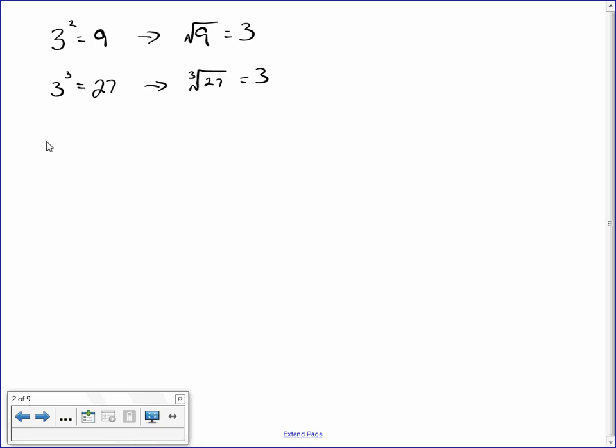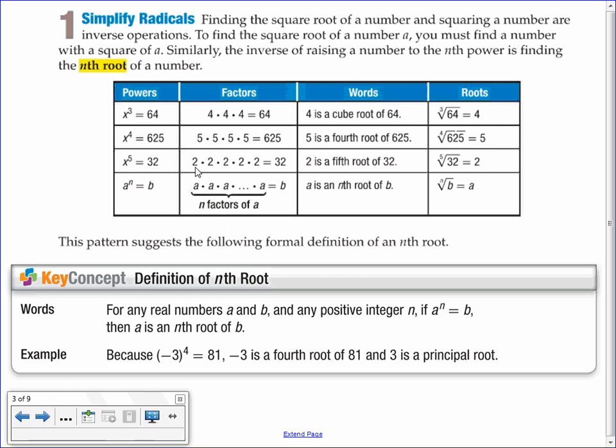Suppose that I have, let's say, 2 to the fourth power. That's 2, 4, 8, 16. Let's suppose I want to go back and figure this out. The fourth root of 16 is 2, because 2 to the fourth power is 16. And that's really what we're talking about when we're talking about nth roots. We're talking about third roots, fourth roots, fifth roots, and so on. So that's all we're talking about right here.